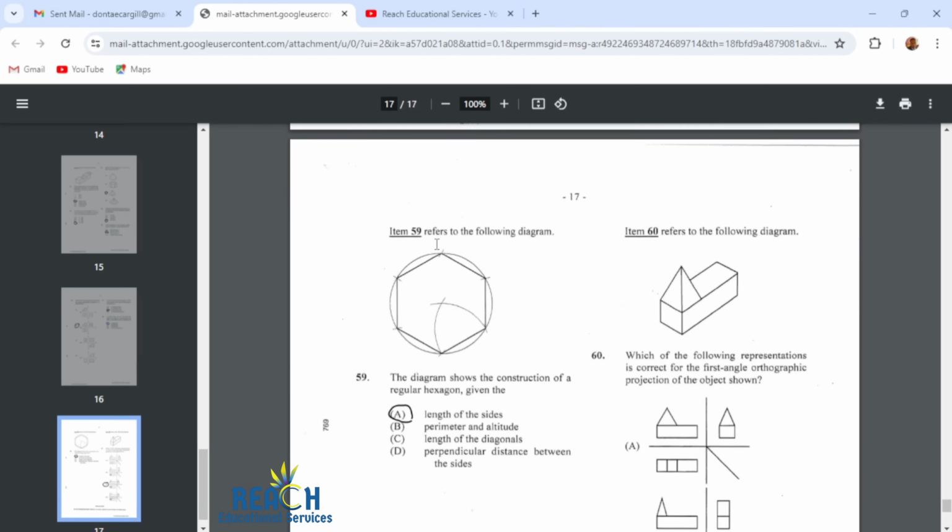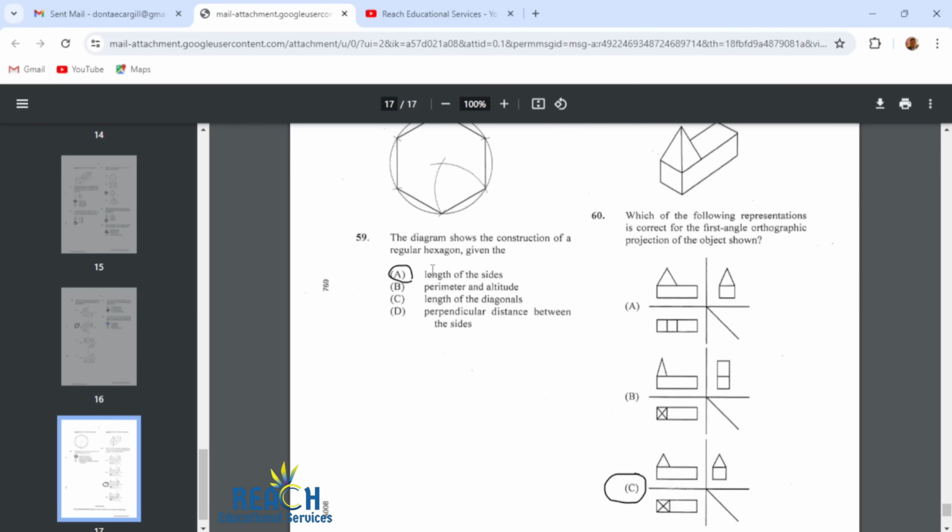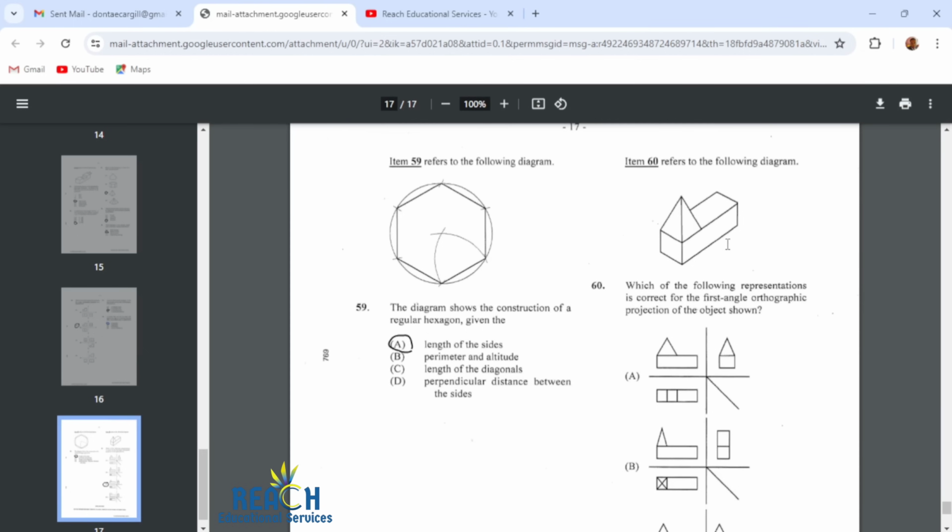Item 59. The diagram shows the construction of a regular hexagon given the length of the sides. All right. So a regular hexagon given the length of the sides is what that figure shows. We move on now to the last question.